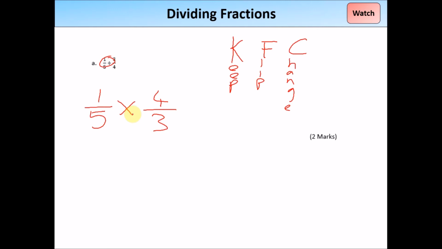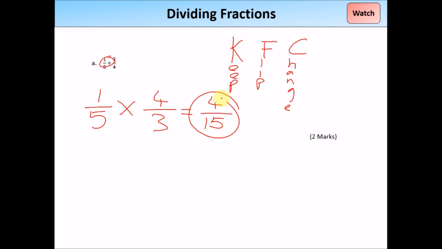So all we need to do is times across the top. So 1 times 4 is 4. And then 5 times 3 is 15. And that is your final answer. Okay? Have a look obviously and see if you can simplify it. Sometimes you'll definitely need to. Just double check to see if you do. But it's as simple as that.